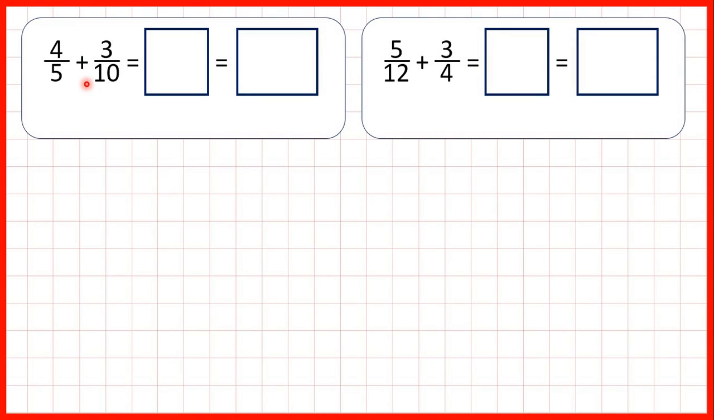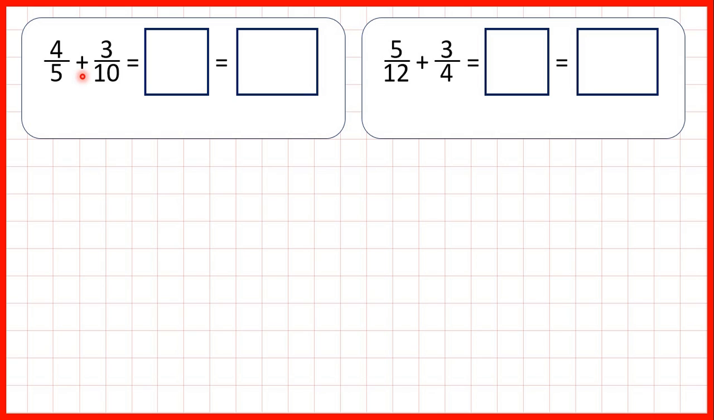Now we're adding fractions with different denominators, but this time we have two answer boxes. That's because adding these fractions will give us a total of more than one whole, so we can write our answer as both an improper fraction and a mixed number. So first we have 4/5 plus 3/10.